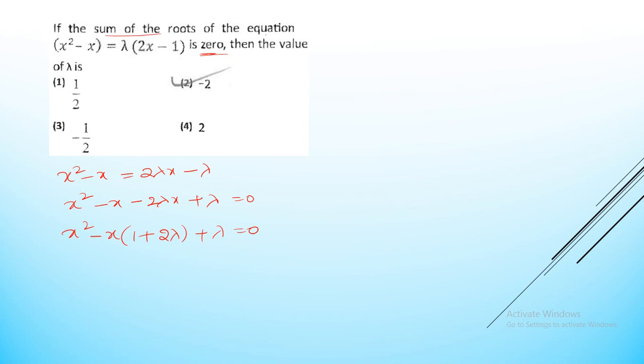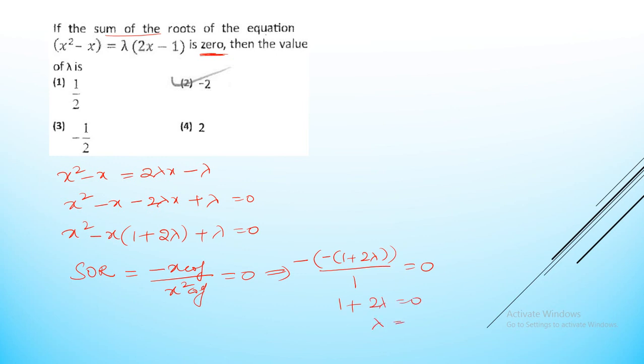Now what he has given is that the sum of roots is 0. So sum of roots SOR is equal to minus x coefficient by x square coefficient, which is equal to 0 as he has given. So what is the x coefficient here? The x coefficient is minus of 1 plus 2 lambda, and the x square coefficient is 1, so this is equal to 0. Minus of minus 1 is plus 1, so 1 plus 2 lambda is equal to 0. From this, lambda is equal to minus 1 by 2. So lambda is equal to minus 1 by 2 is the answer, right?